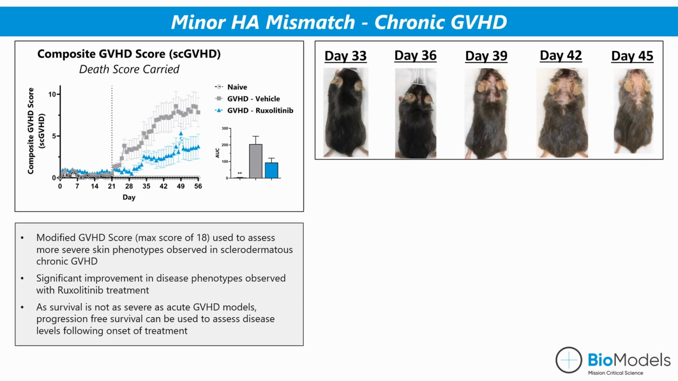treatments. So as you can see here, based on the clinical scoring, disease becomes progressively worse following day 21. And as you can see here, ruxolitinib provides a pretty substantial decrease in that scoring.